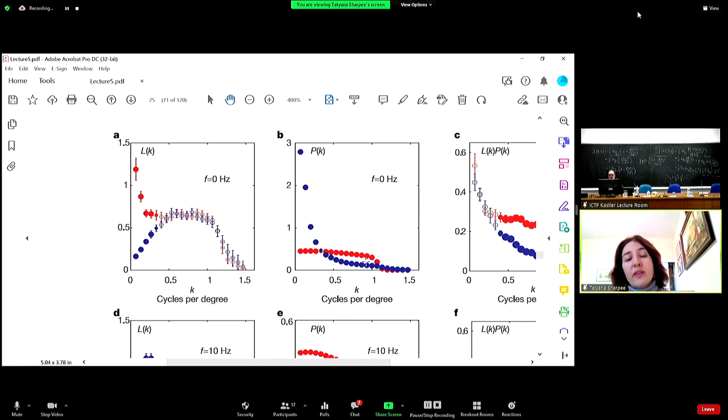So in this analysis, you would like to check whether neurons can adapt to changes in the input distribution according to the prescriptions of information theory. So these are the observed filters under these conditions. One is in the white noise condition, the other one is in the natural scenes.